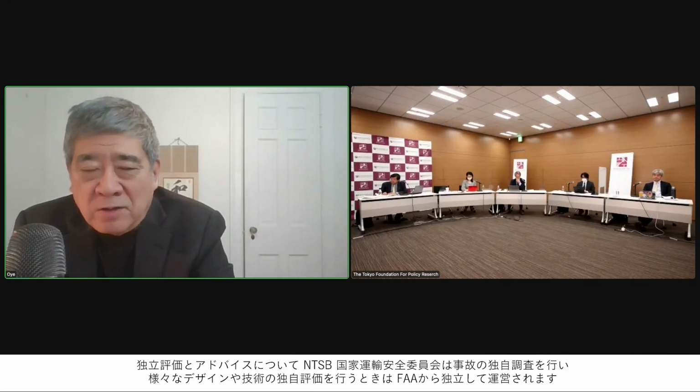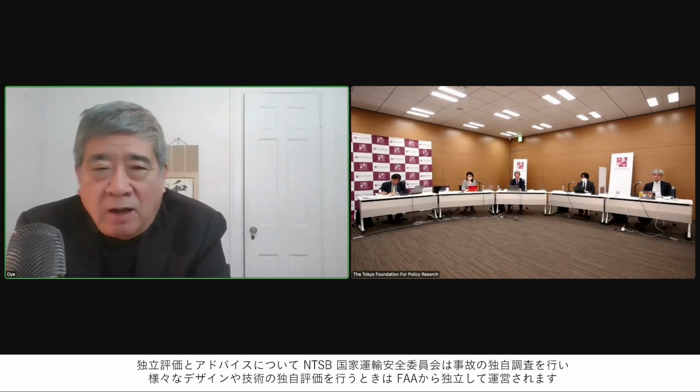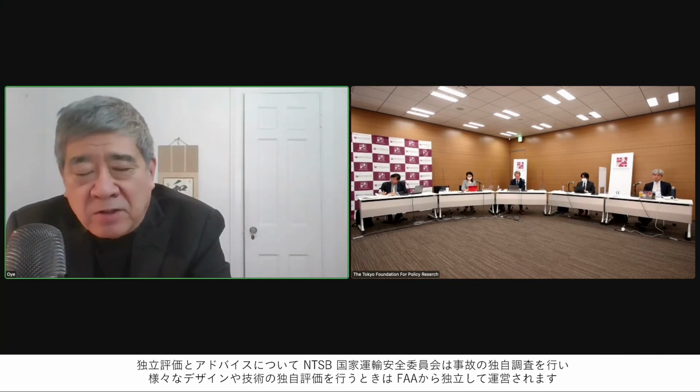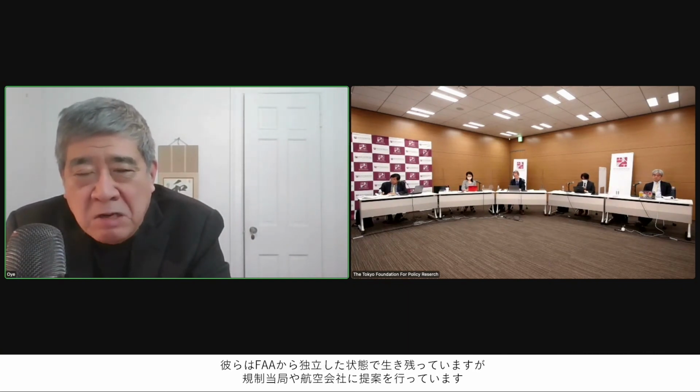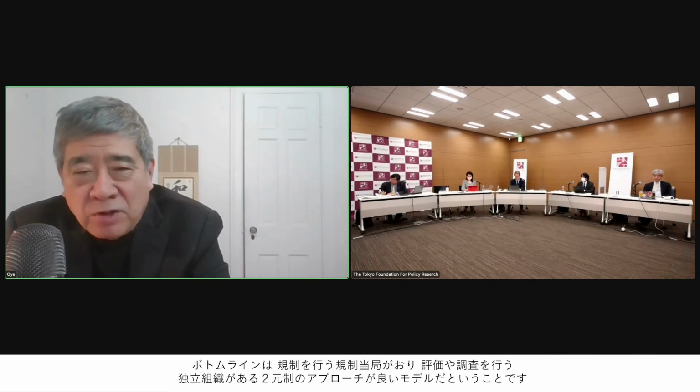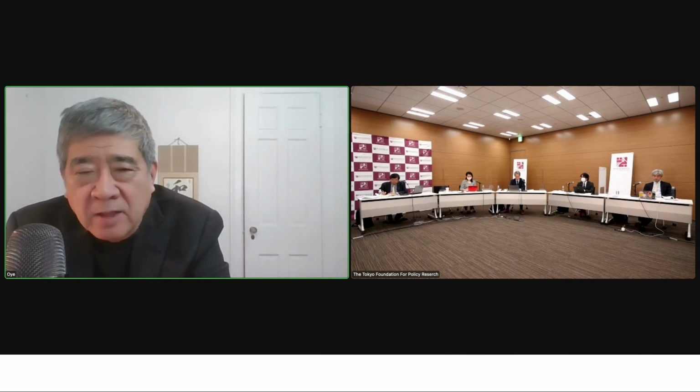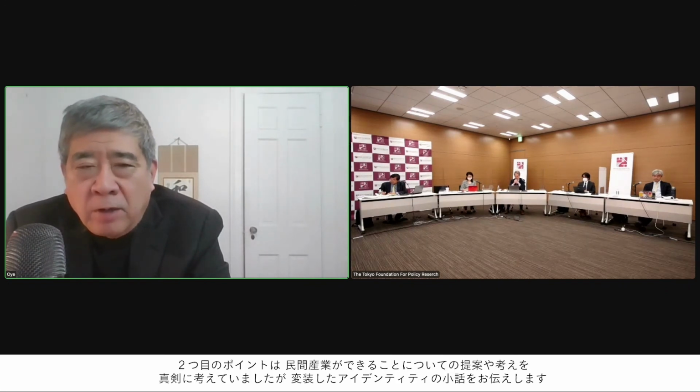Independent assessment and advice: the NTSB, the National Transportation Safety Board, operates independently of the FAA when it does its investigations of crashes and evaluation of a variety of designs and technologies. And they have survived with independence from the FAA, but making recommendations to that regulatory agency and to the airlines. Bottom line, two-headed approaches, where you have the regulators regulating and independent agencies evaluating, assessing, and investigating, is a good model.